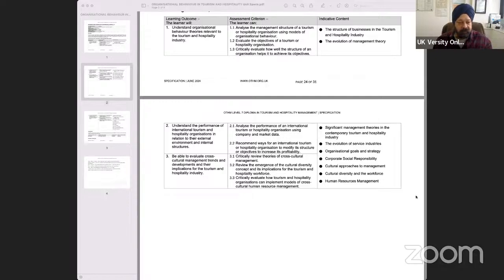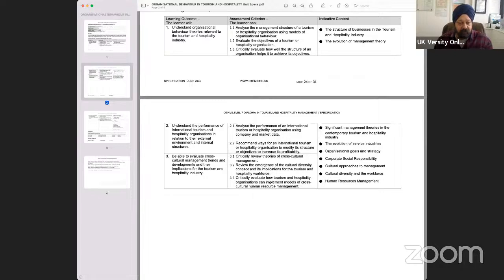So most of the discussion in learning outcome 3 will focus on these three theories and theoretical models. We will also understand their application in the context of international tourism. Then we will discuss the three assessment criteria. The first is critically reviewing these theories, which means looking at the pros and cons, or advantages and disadvantages, which help us understand what cross-cultural management is in general.